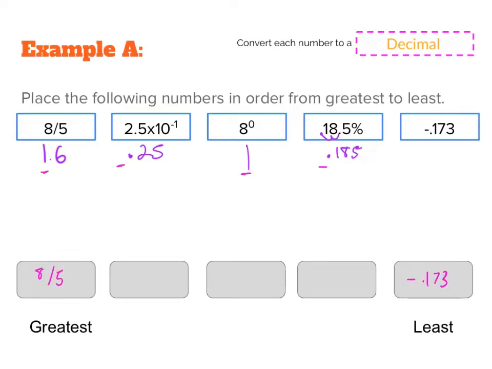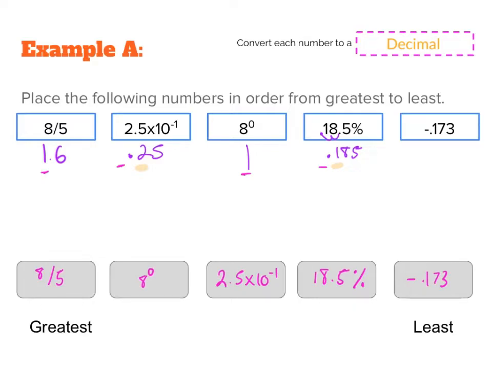The next number that we said is going to be 1, so 8 times that to the 0 power. Then I needed to compare 0.25 and 0.18. So if I'm looking at their numbers, I've got a 2 here and I've got a 1 here. The 2 is bigger than the 1, so therefore I know that one's going to be next. So I've got 2.5 times 10 to the negative first, and then that leaves 18.5% to go in the last slot that we have available to us.